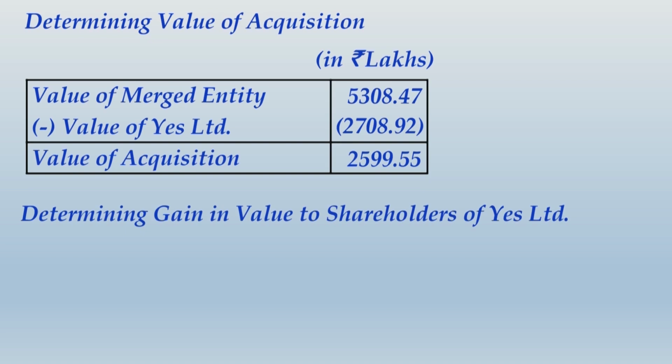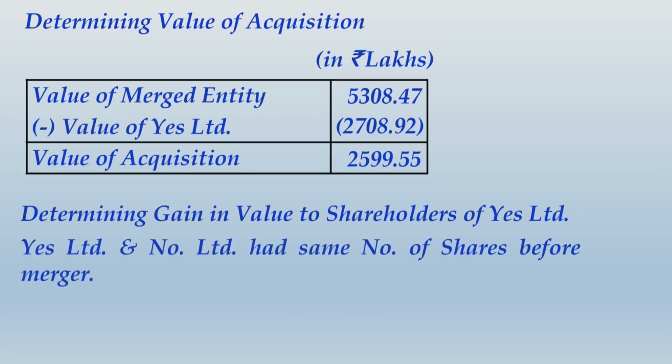Once you understand this 2/3 and 1/3 split, you will easily understand the gain in value to the shareholders of Yes Limited because of merger. So please pay attention over here. I'll show you how to write up the solution ahead. So what you can do is, Yes Limited and No Limited had the same number of shares before merger, and the swap ratio is 0.5:1. So I'm going to show the calculations ahead, but first what you do is write up whatever you find on screen right now.